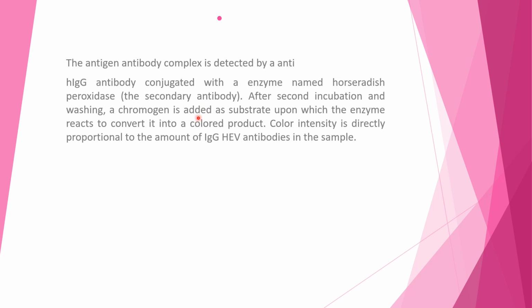Then the antigen-antibody complex is detected by the anti-human IgG antibody, which is called the secondary antibody, which is conjugated with an enzyme, and the name of this enzyme is horseradish peroxidase, which is added. After second incubation and washing, a chromogen is added which reacts with the enzyme conjugate to convert it into a colored product. The color intensity is directly proportional to the amount of IgG antibodies in the sample. If the color is more, it means that the IgG antibodies are more in number. And if the color intensity is less, it means that the IgG antibodies are less in the sample.